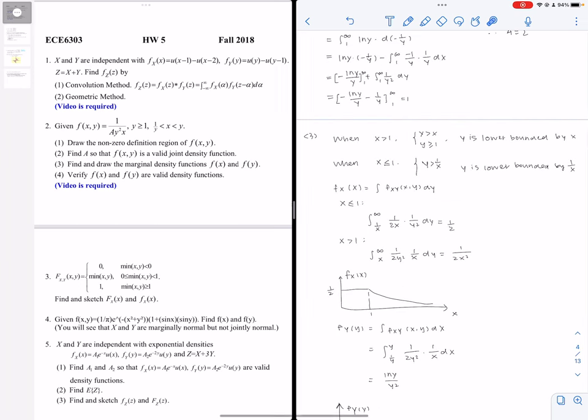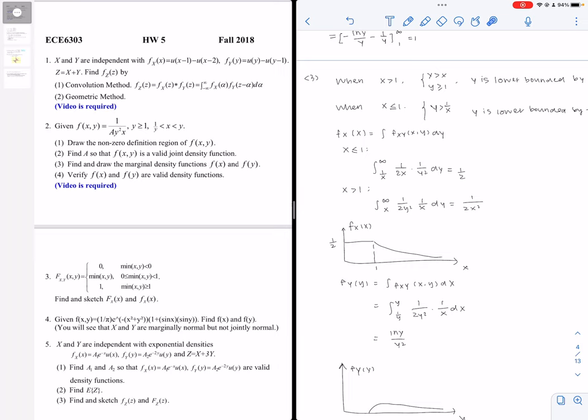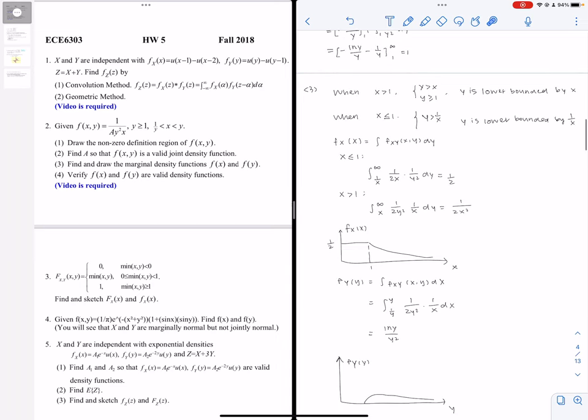Okay, third question, we're asked to find and draw the marginal density functions fx and fy. So fx is when we integrate f of x and y in terms of y. Right. So it's very clear to see that y has to be no less than 1. So y is definitely lower bounded by 1.